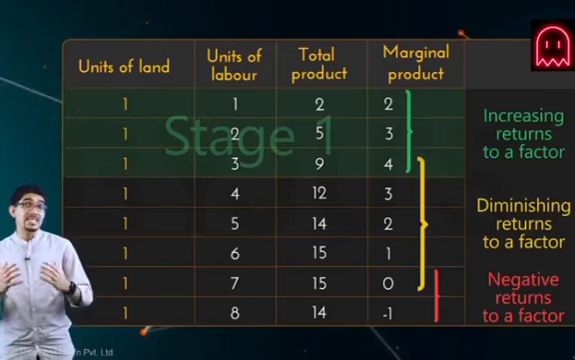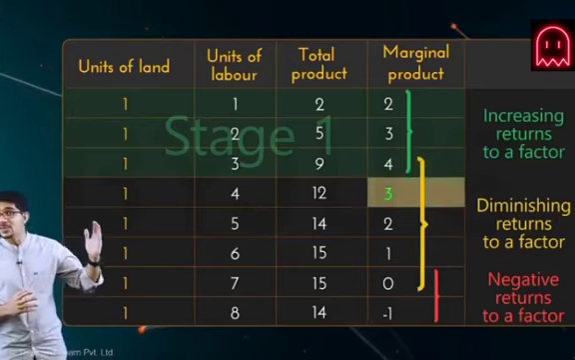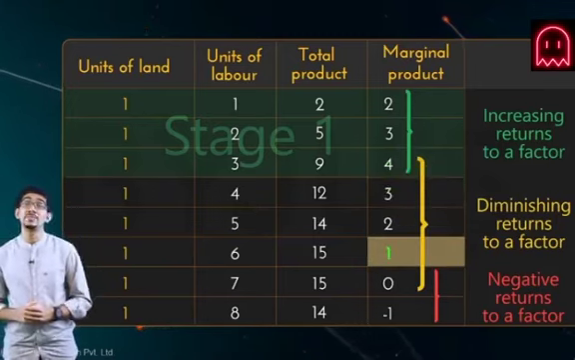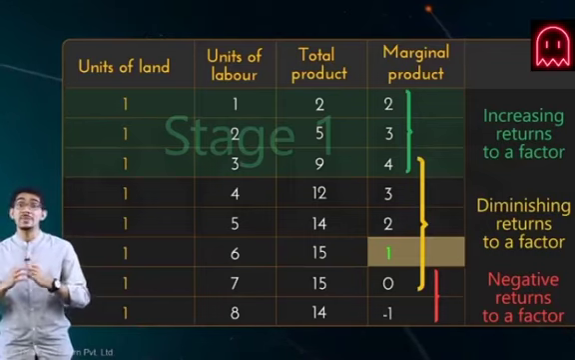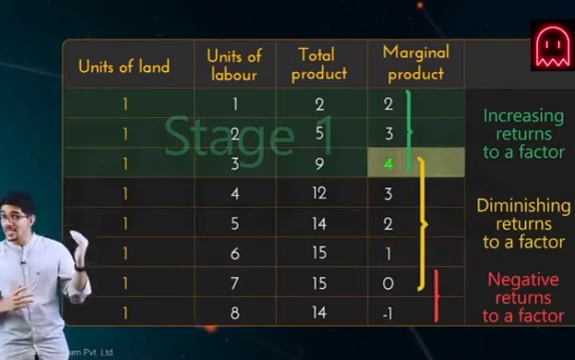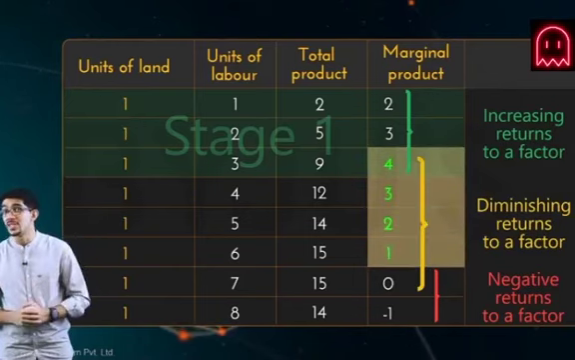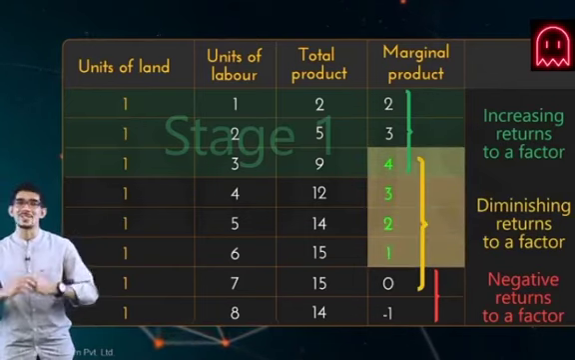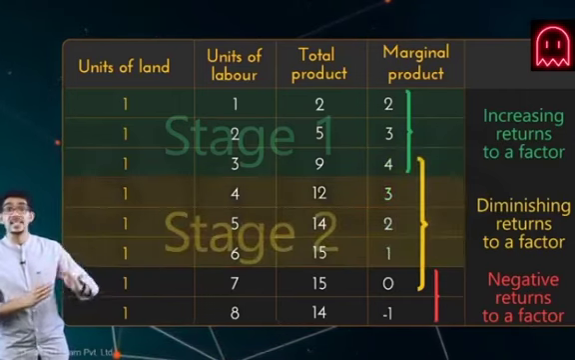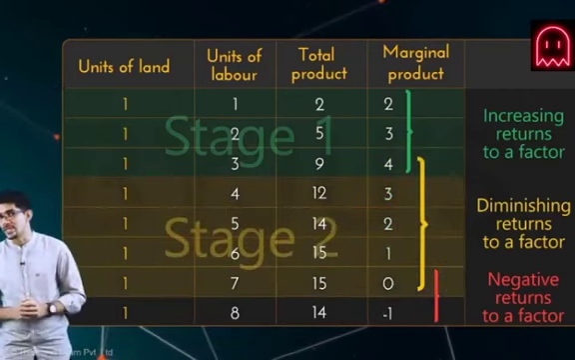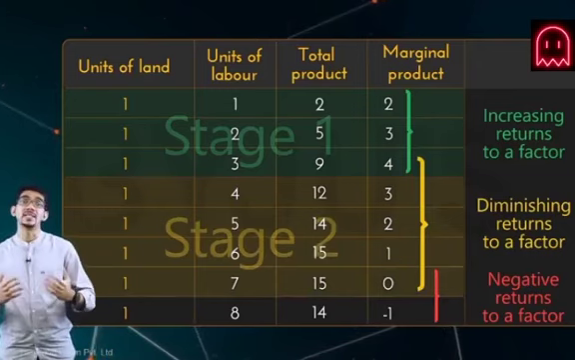When MP is decreasing from 4 to 3 to 2 to 1 here, TP is increasing but at a diminishing rate. Addition to TP reduces from 4 to 3 to 2 to 1 unit. So TP growth rate slows down. We can call this stage 2 and it extends till the MP equals 0 point. This is the stage of diminishing returns.